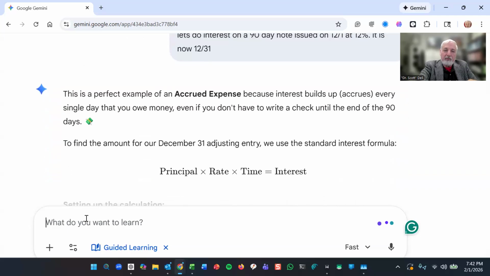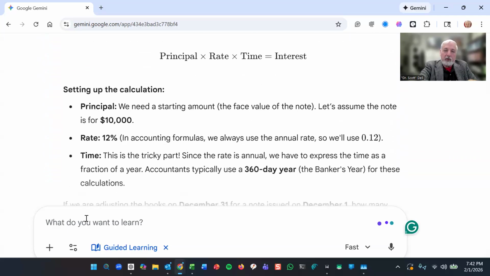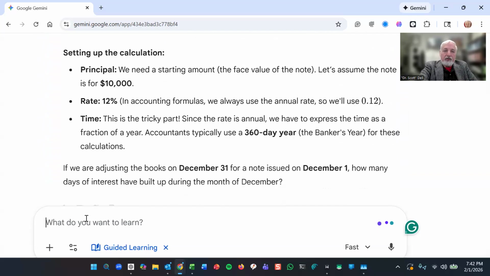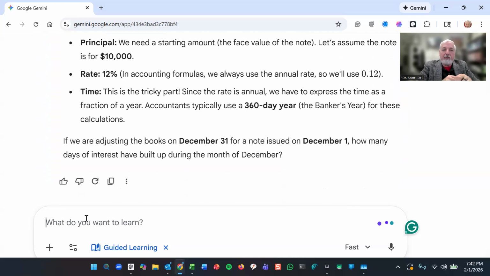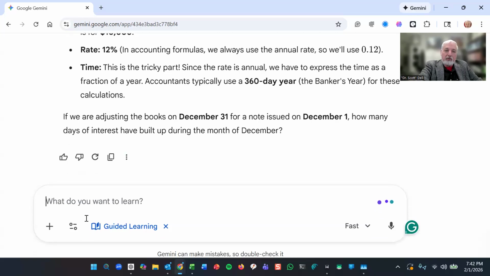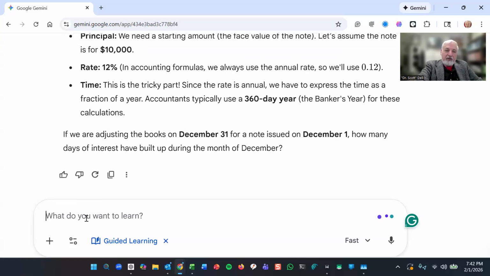And we need a principal amount, don't we? Well, it gave us one. Let's assume a $10,000 note, 12% interest. Okay. Tricky part. Rates are annual, so express the time accordingly. Typically accountants and finance folks use a 360-day year, not 365. So a 90-day note is a quarter of that. A 180-day note is half the 360, and 360 is the full year. Just in the books for December, note issued December 1, how many days of interest have built up during the month of December? Technically 31 days.